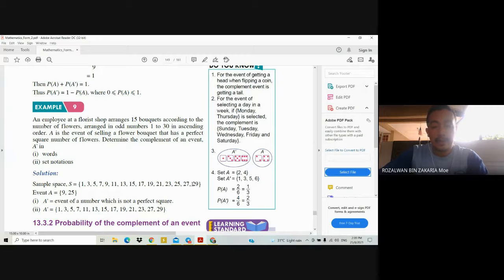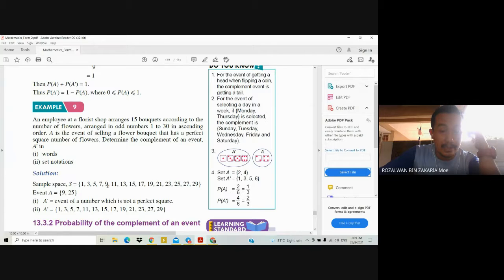And for the event A, all right, so the event A is what? Event A is selling a flower bouquet that has a perfect square number of flowers. Remember what is a perfect square? If you take the square root of the number, you will get a round number. So 1 cannot, 3 cannot, 5 cannot, 7 cannot, 9, yes, because the square root of 9 is equal to 3, and 3 is a round number.